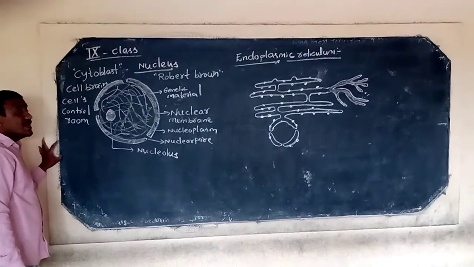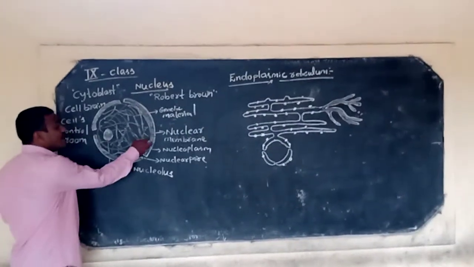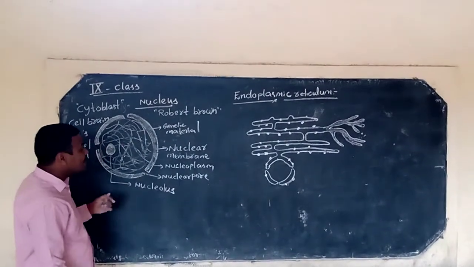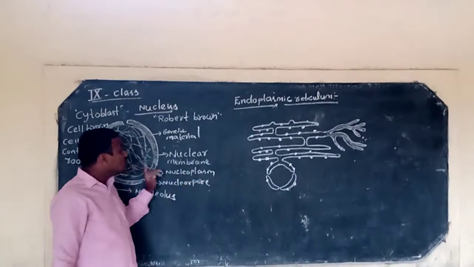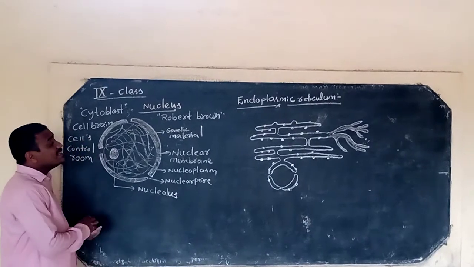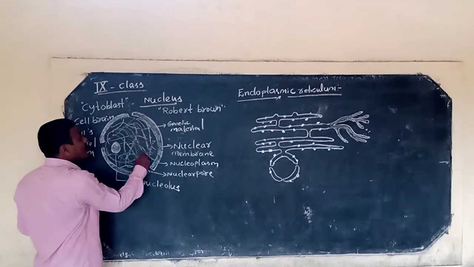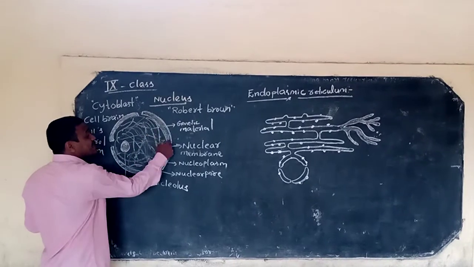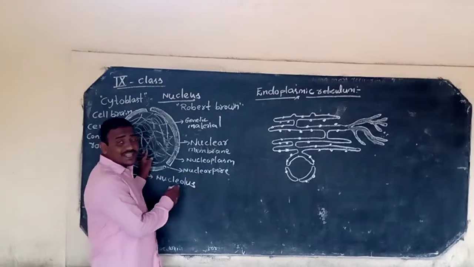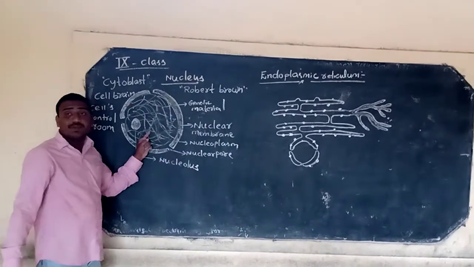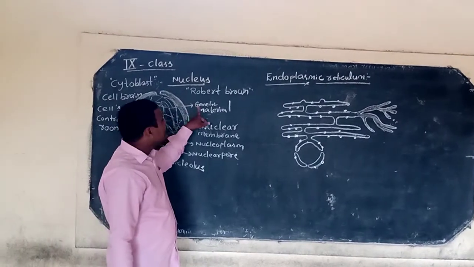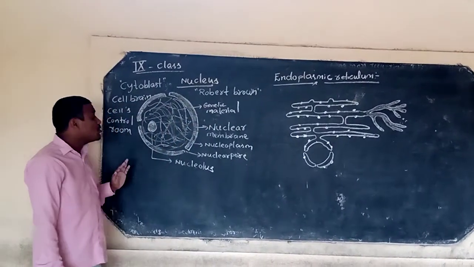Next, inside the nucleus we also observe a fluid material present, meaning water-like substance. That is called the nucleoplasm. Nucleoplasm. And inside the nucleus we also observe thread-like structures. These thread-like structures are normally called genetic material or chromosomes. What? Genetic material or chromosomes.